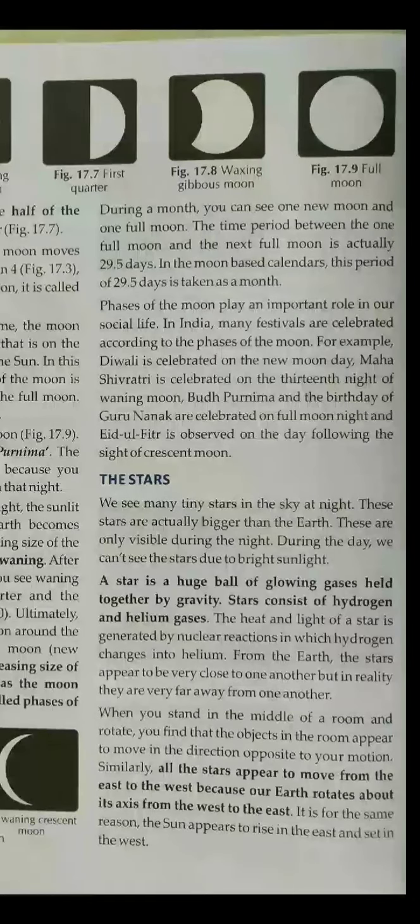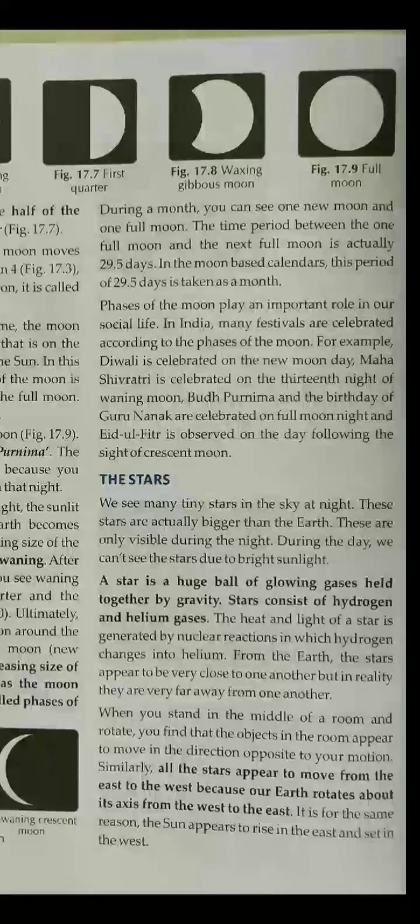Phases of the moon play an important role in our social life. In India, many festivals are celebrated according to the phases of the moon. For example, Diwali is celebrated on the new moon day, that means on the Amavasya day. Mahashivratri is celebrated on the 30th night of the waning moon. Buddha Purnima and the birthday of Guru Nanak are celebrated on full moon night, and Eid ul Fitr is observed on the day following the sight of the crescent moon.